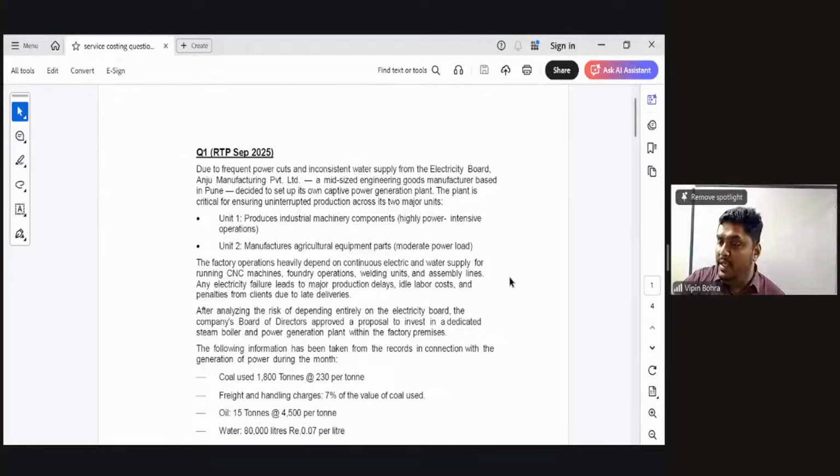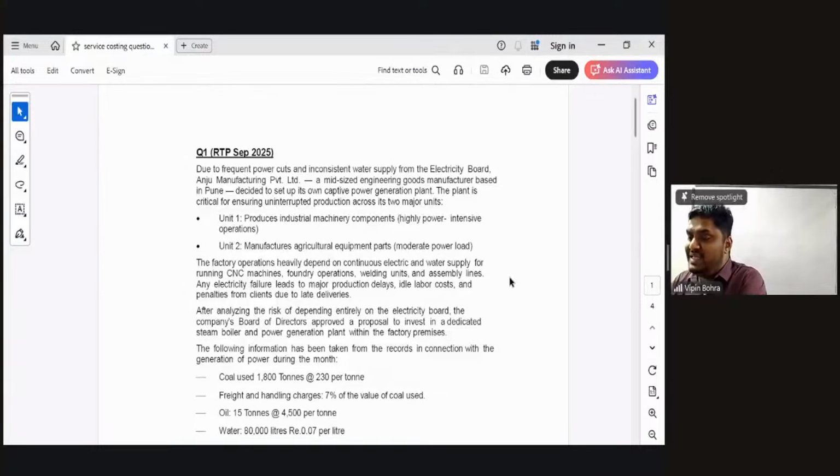So there is a company manufacturing mid-size engineering goods, and they have two units, Unit 1 and Unit 2. In Unit 1, they are manufacturing industrial machinery components, which is highly power intensive. And in Unit 2, they are manufacturing agriculture equipment parts, which require moderate power load.